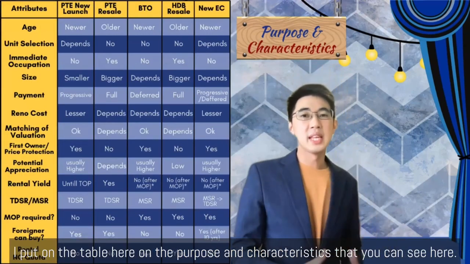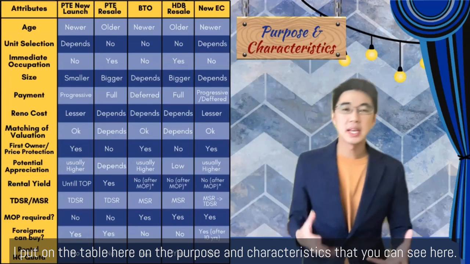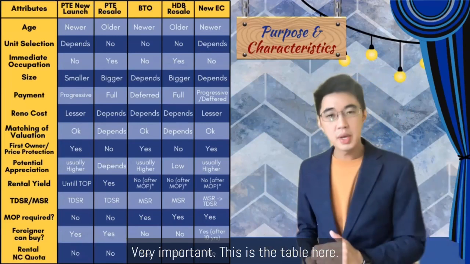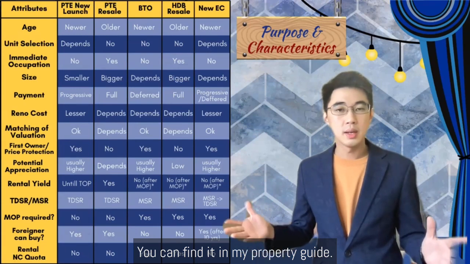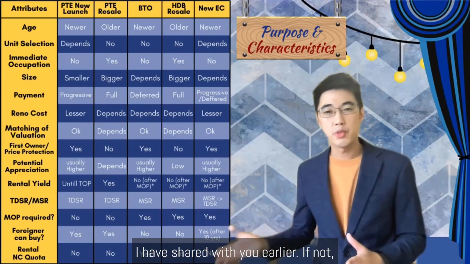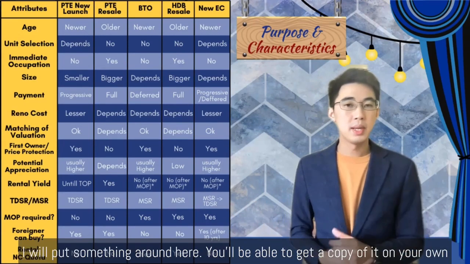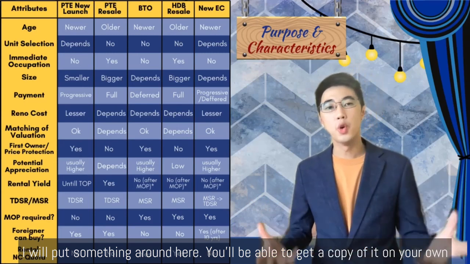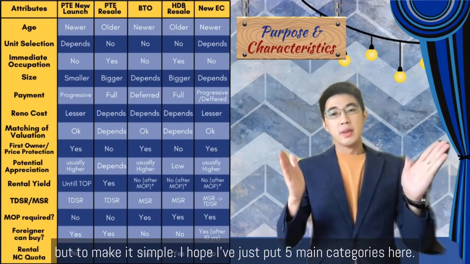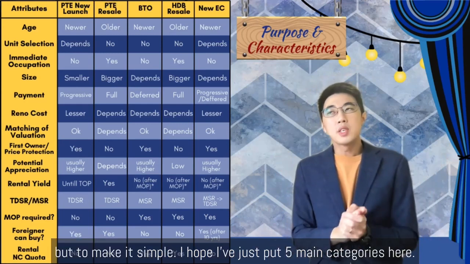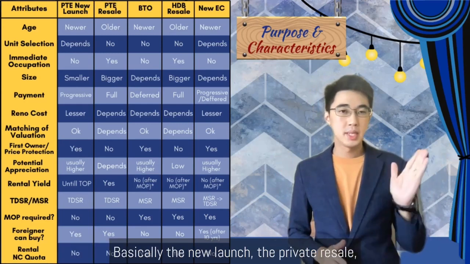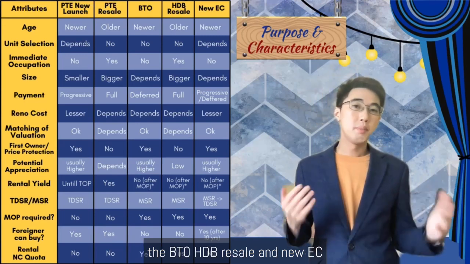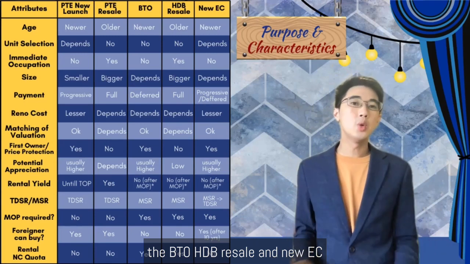And of course, I put a table here on purpose and characteristics that you can see here. Very important. This is the table. You can find it in the property guide that I have shared with you earlier. If not, I will put some link around here. You'll be able to get a copy of it on your own and read it on your own. But to make it simple, I just put 5 main categories here: basically, the new launch, the private resale, the BTO, the HDB resale, and new EC.